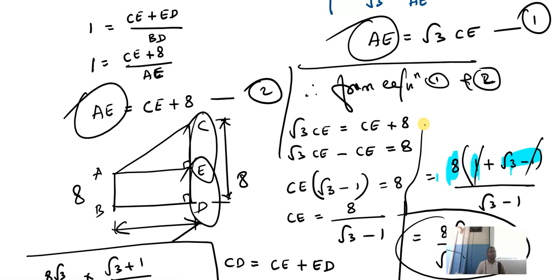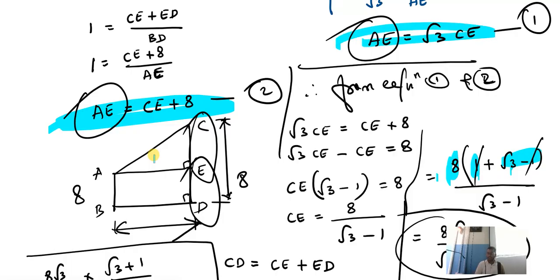BD and AE both are the same, no? Yes, sir. Can we take our equation 2? Yes, sir. AE is equal to CE plus 8. Or you can also take here also.